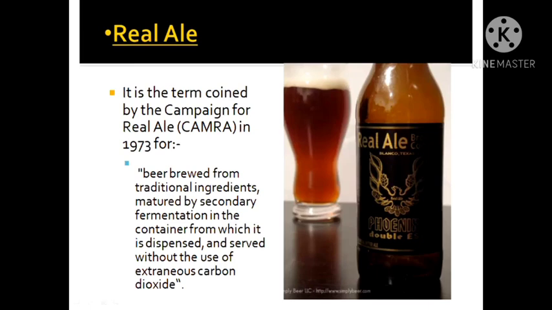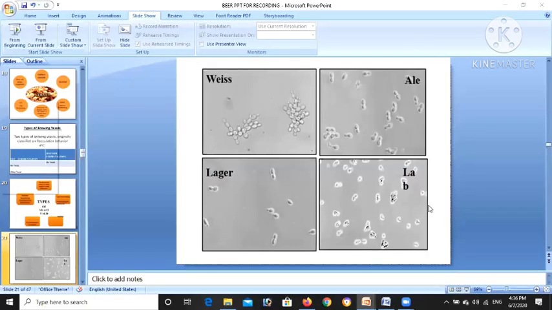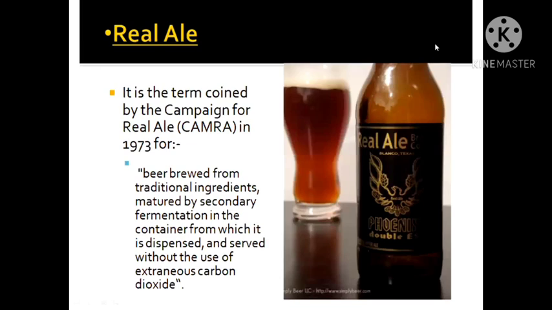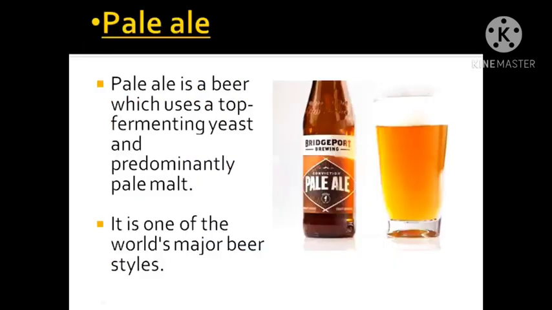Moving to the next slide, which is pale ale. So what is pale ale? Pale ale is a beer which uses a top fermenting yeast and predominantly pale malt. It is one of the world's major beer styles.